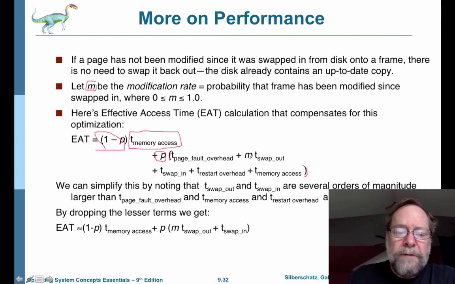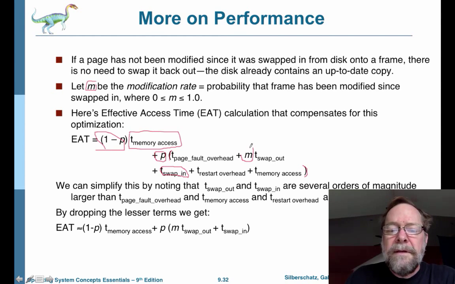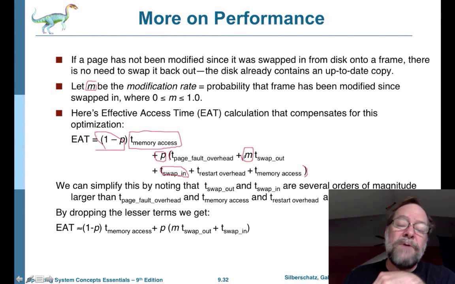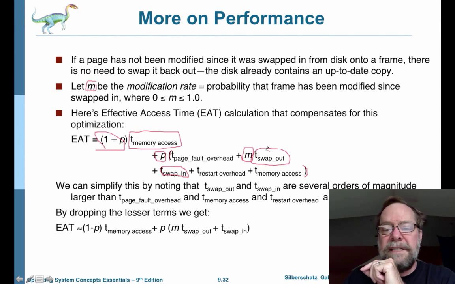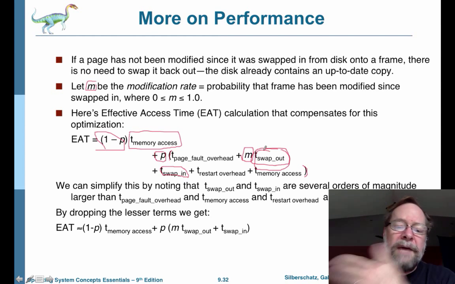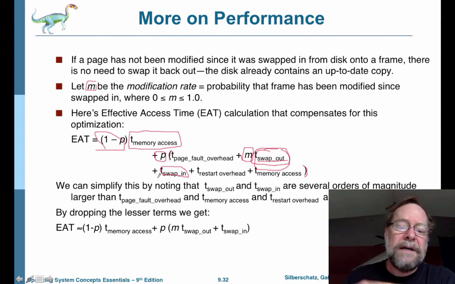In addition, we still have our swap-in costs. We're going to have to pay to swap in no matter what. And then M proportion of the time, that page that we're removing, that we're swapping out, has been altered. Only then, for that portion, do we have to pay this amount of time. If the page has not been altered, then we don't have this T swap out term. It all goes away. Again, we simplify because the swap out and the swap in costs are many orders of magnitude bigger than these other lower values over here, these overhead values and the memory access costs. So we'll just simplify those away.